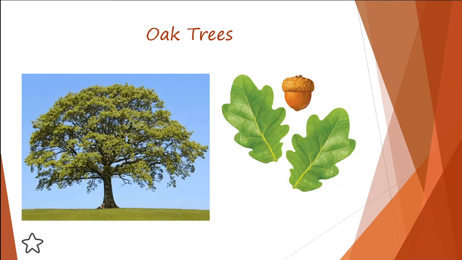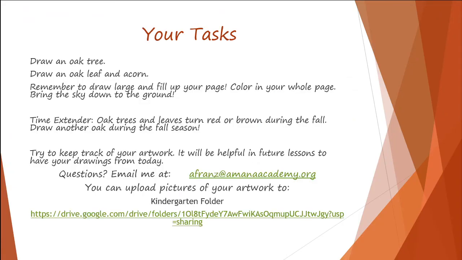Here's the examples again of what they would look like. So your task for today is to draw an oak tree and then an oak leaf and an acorn. Remember to draw large and fill up your page. Color in your whole page. Make sure that sky comes all the way down to the ground. If you get done and you have time to do another thing, draw one during the fall. Oak leaves turn red and brown during the fall.